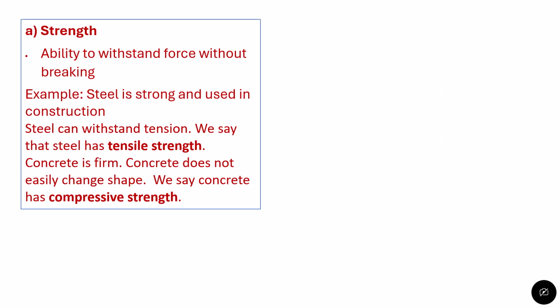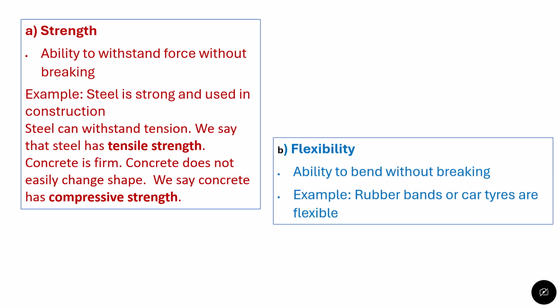Now let's look at the properties of materials. There are different types of properties. We have strength. Strength basically means that it can withstand force without breaking. Examples of these are steel, which is very strong, and steel can withstand tension. That means it does not move, so we say that it has tensile strength. Whereas concrete basically has compressive strength because concrete can basically expand and contract with heat.